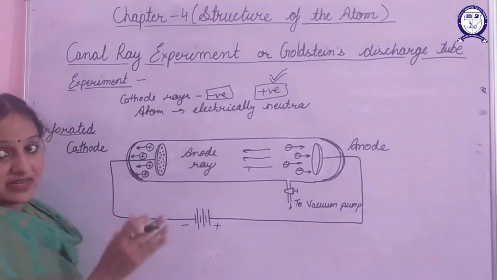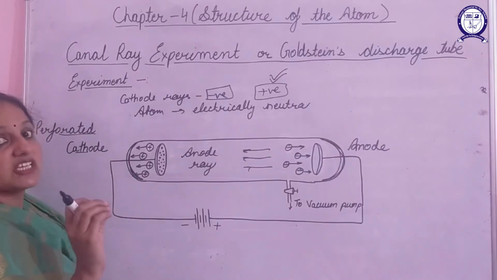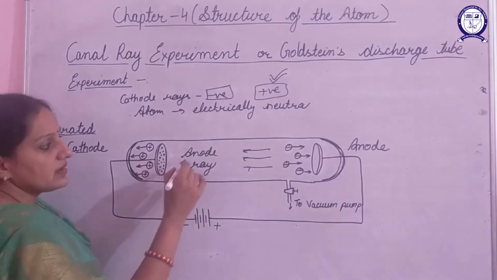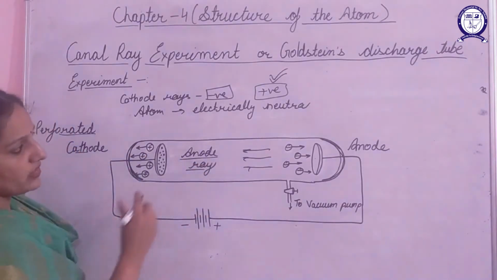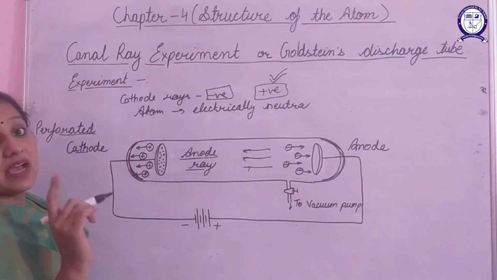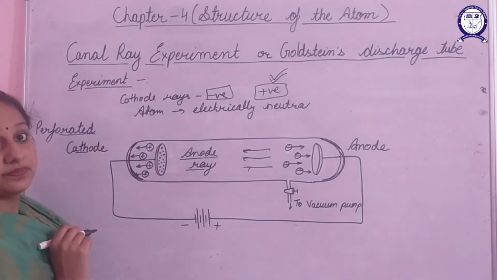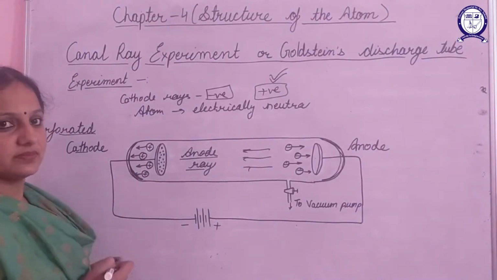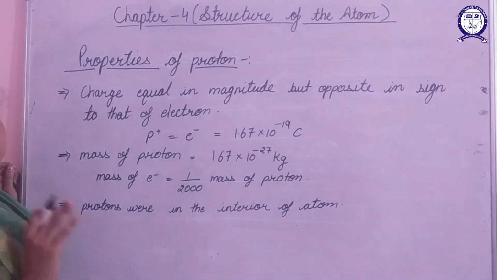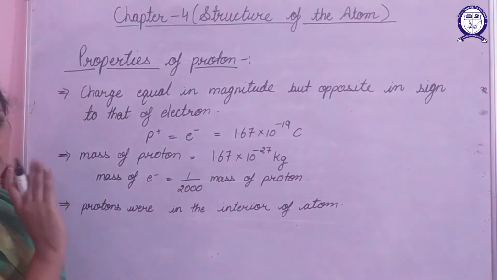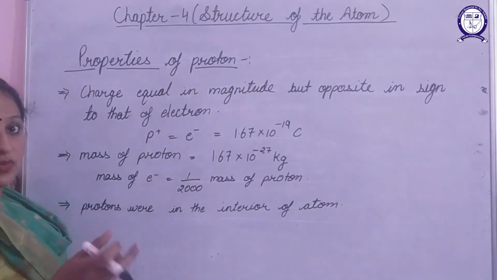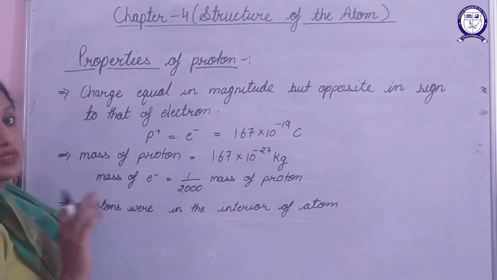And he concluded that if cathode rays, that is the negatively charged particles, are inside an atom, then positively charged particles are also inside an atom, and he called them anode rays or canal rays or positive rays also. The canal ray experiment led to the discovery of the proton. Now let's discuss the properties of the proton. As it was clear from the previous experiment, protons are known as canal rays also, anode rays also, and positive rays also.